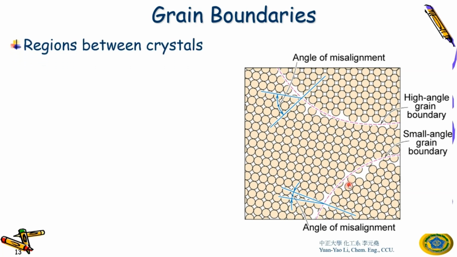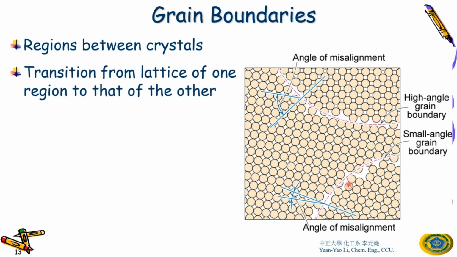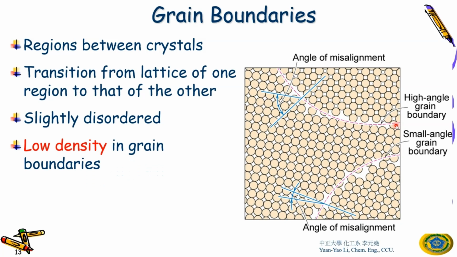What's bad about this? The region between crystals is the transition from the lattice of one region to that of another. So this small angle grain boundary is slightly disordered compared to the high angle grain boundaries. The important thing you need to remember here is that the density of the grain boundary is low, right? So low density in the grain boundary.